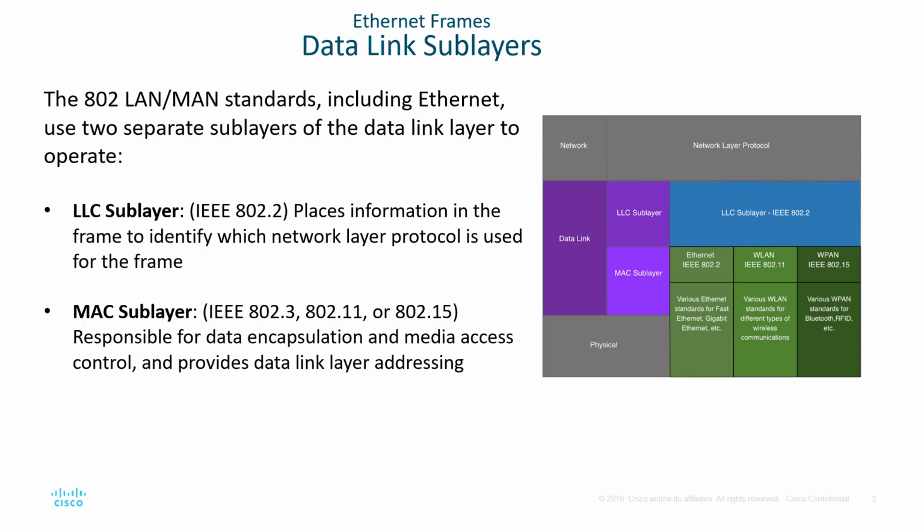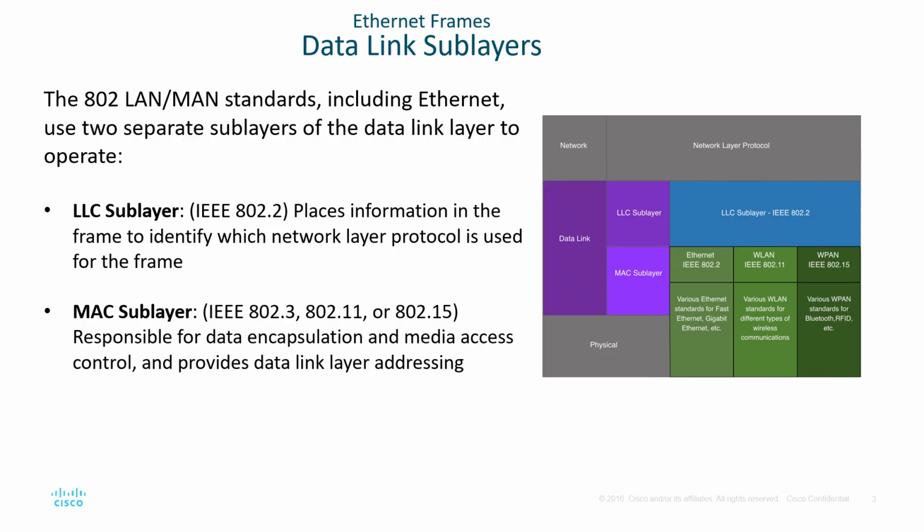So your logical link sublayer, 802.2, places information in the frame to identify which network layer protocol is used for the frame. Your MAC sublayer, defined as 802.3, 802.11, or 802.15, is responsible for data encapsulation and media access control and provides your data link layer addressing. So in the graphic that you see here, you see them split out into different functionalities.